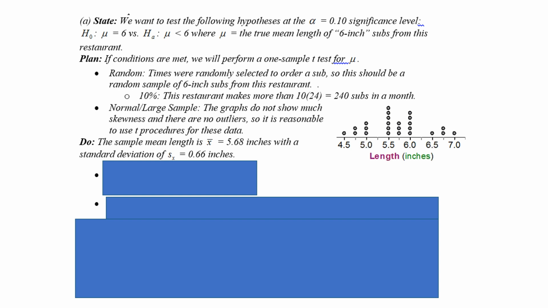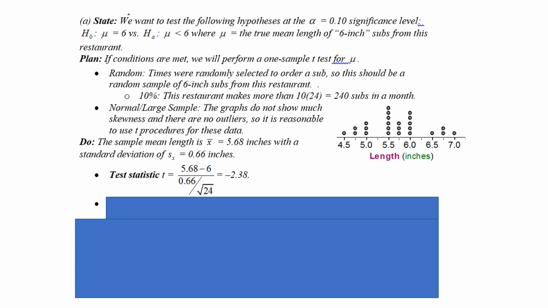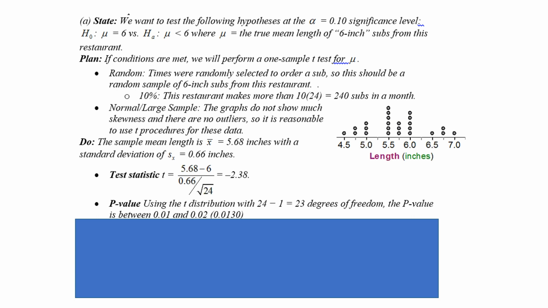Our do. The sample mean length is x bar of 5.68 inches with a standard deviation s of 0.66 inches. Now we find our test statistic, t. Plugging in our values gives us a t-value of negative 2.38. Next, we'll calculate our p-value. So using the t-distribution with 24 minus 1, so 23 degrees of freedom, the p-value is between 0.01 and 0.02, so approximately 0.0130.